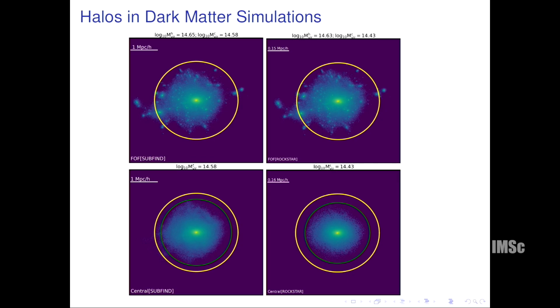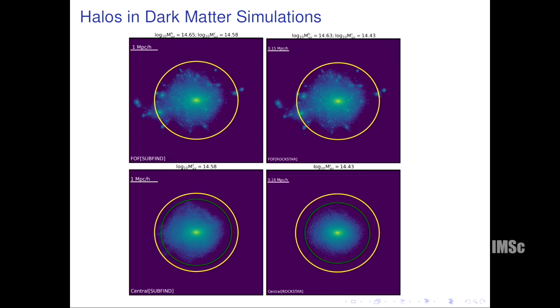Okay, so this is no baryons. This is just dark matter halos. This is a 10 to the 14 halo from a dark matter simulation, with two halo finders: SubFind and Rockstar. Then we remove all the satellites or substructures, and you are left with these two halos, which we call the central halo.